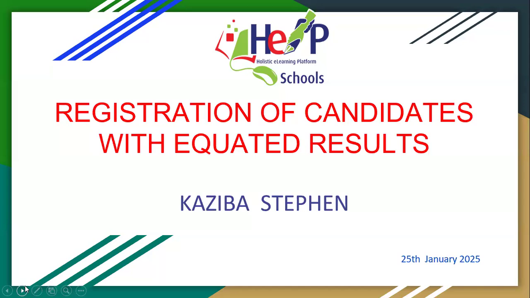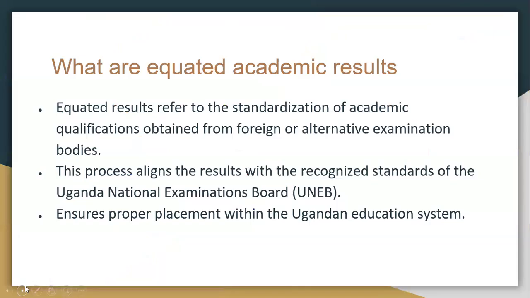Our focus today is going to be on how we can register children who have equated results onto the UNEB portal. My name is Kaziba Stephen. Now, what are equated academic results? Equated results refer to the standardization of the academic qualifications that children obtain from foreign or alternative examination bodies.